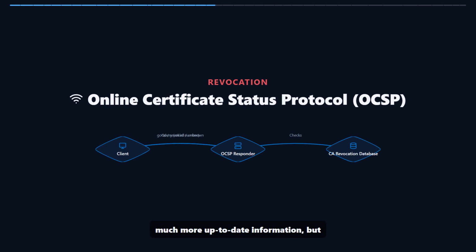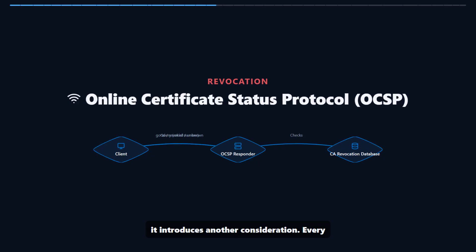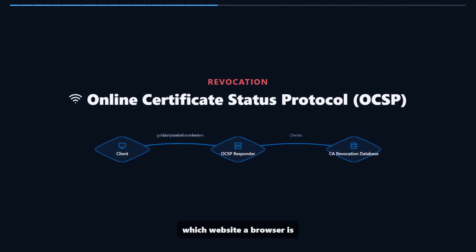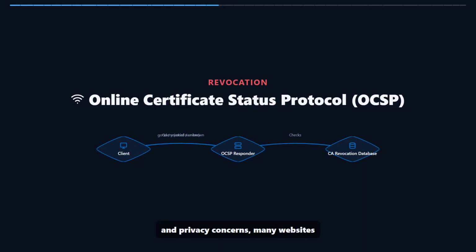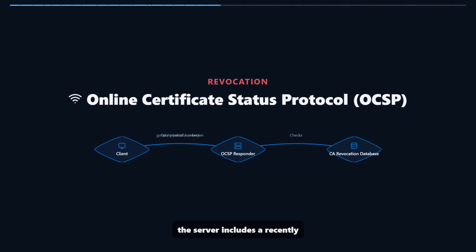This provides much more up-to-date information, but it introduces another consideration. Every direct OCSP request can reveal which website a browser is visiting. To reduce both latency and privacy concerns, many websites now use OCSP stapling, where the server includes a recently signed OCSP response during the TLS handshake so the browser doesn't need to contact the CA directly.